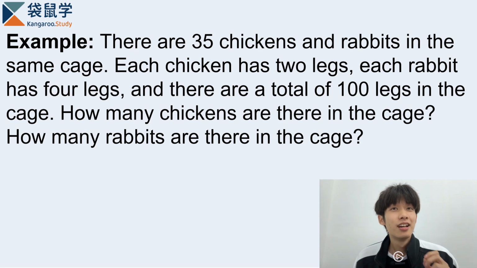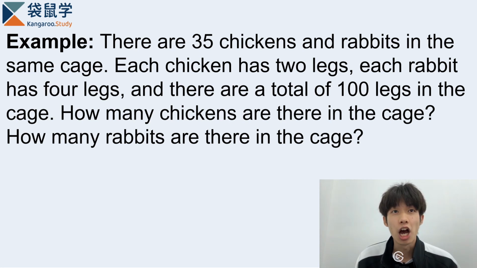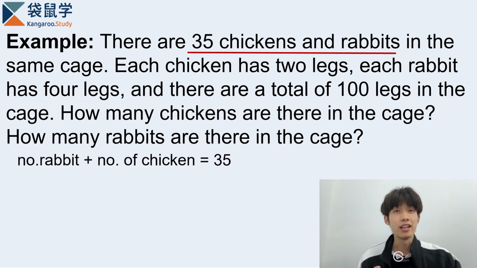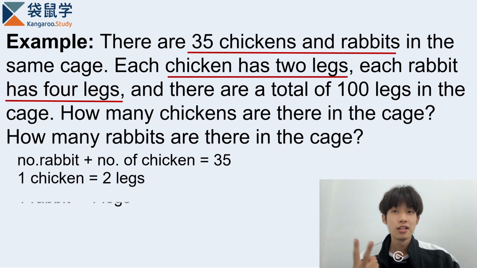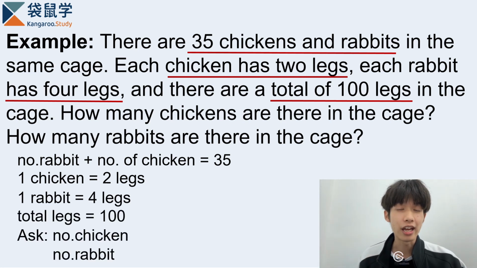So here, there are 35 chickens and rabbits in the same cage. Each chicken has 2 legs and each rabbit has 4 legs. And there are a total of 100 legs in the cage. How many chickens are there in the cage and how many rabbits are there in the cage? So from here, let's break down all the information. The total of chickens and rabbits equals 35. Chicken has 2 legs, rabbit has 4 legs. And there are a total of 100 legs. And it's asking for the number of chickens and rabbits.